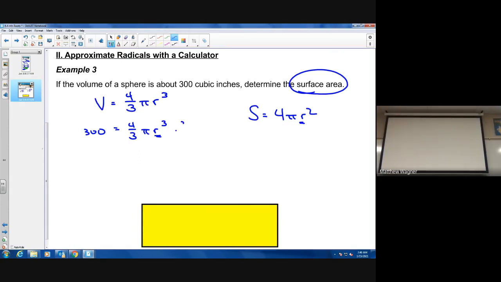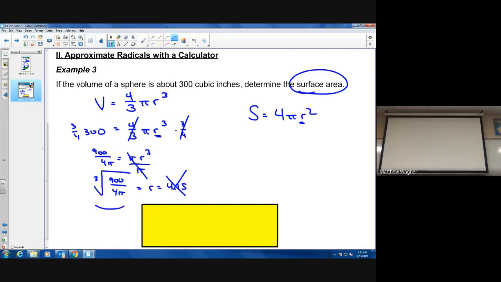All right, so what I'm going to do is I'm going to multiply both sides by 3/4. You wind up with 900 fourths equals pi r cubed. I would divide by pi. And then you need to take the cube root. So I need to take the cube root of 900 divided by 4 pi, which equals r, which in this case is about 4.15. Do not use that number in your answer, okay?